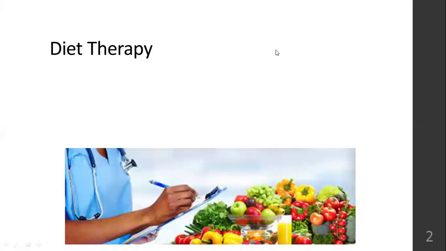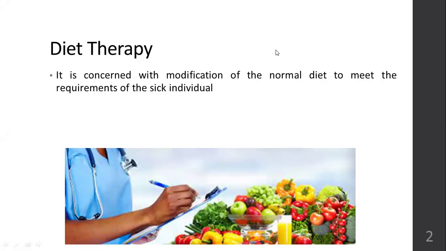Diet therapy. So it is usually concerned with modification of normal diet to meet the requirements of a sick individual. Usually, if a person is undergoing some health issues, they still would require a balanced diet, but with slight modification, in terms of what additional requirements the patient has, that should be fulfilled. And if any therapy they are undergoing, the diet can align with the therapy or treatment, whatever they're undergoing.